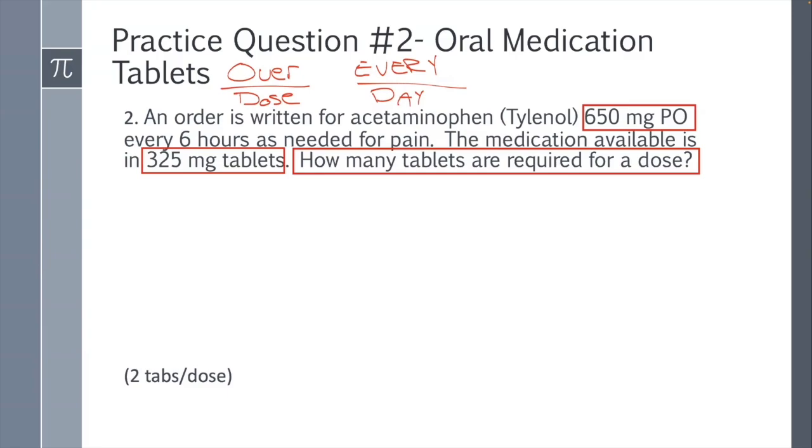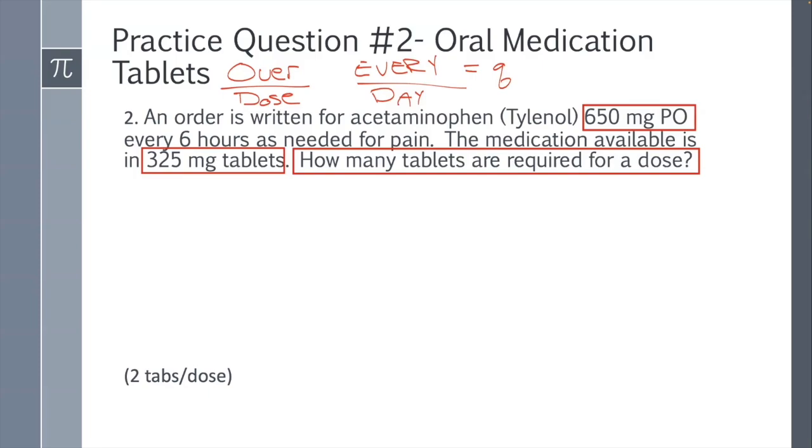Whenever I see the question mentioning about over, that's typically in reference to the dose, which is what we're solving for most of the time. If I see the word every, or sometimes every may even be written as a Q, right? Every and Q mean every, okay, in shorthand. So if I see a Q 6 hours or every 6 hours, I know that that is simply telling me how frequently are they going to get a dose.